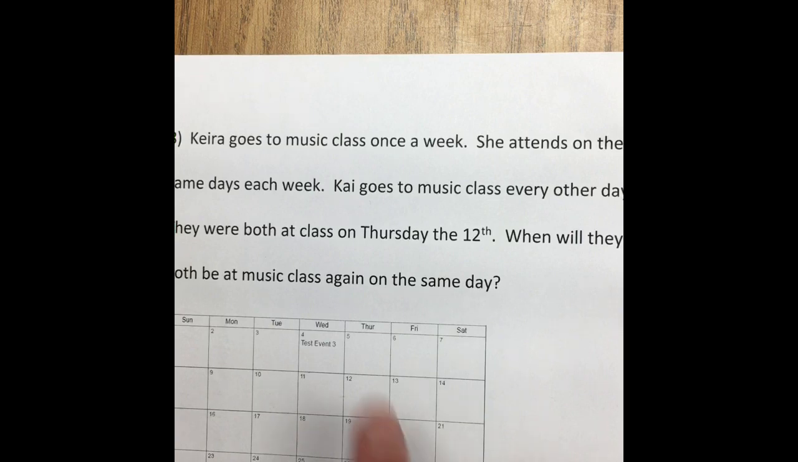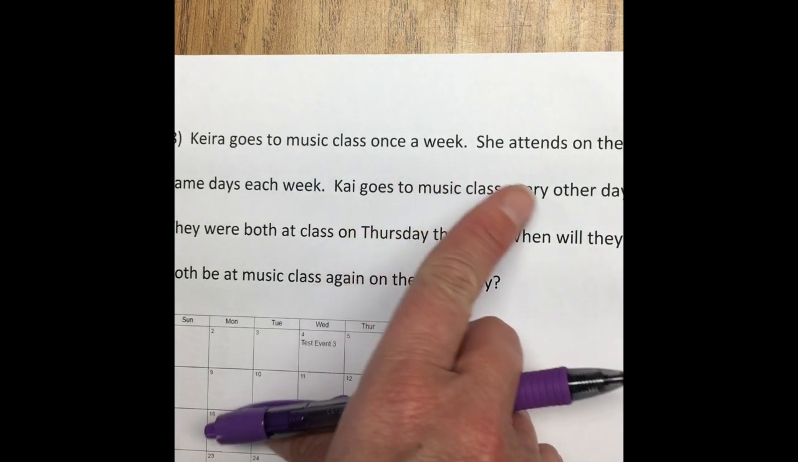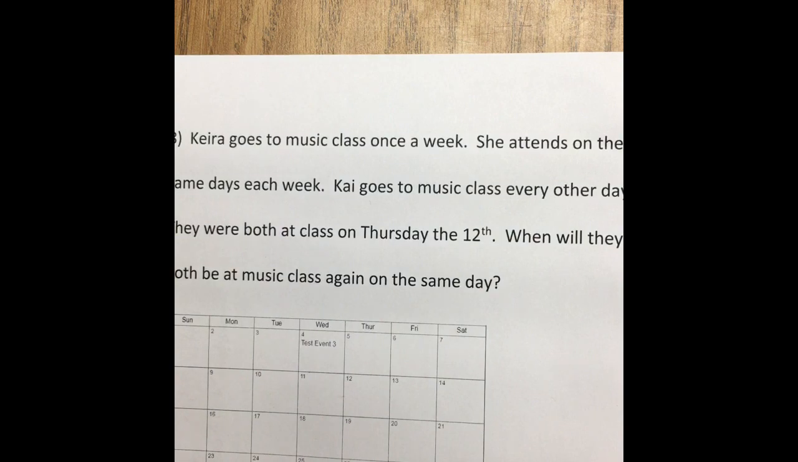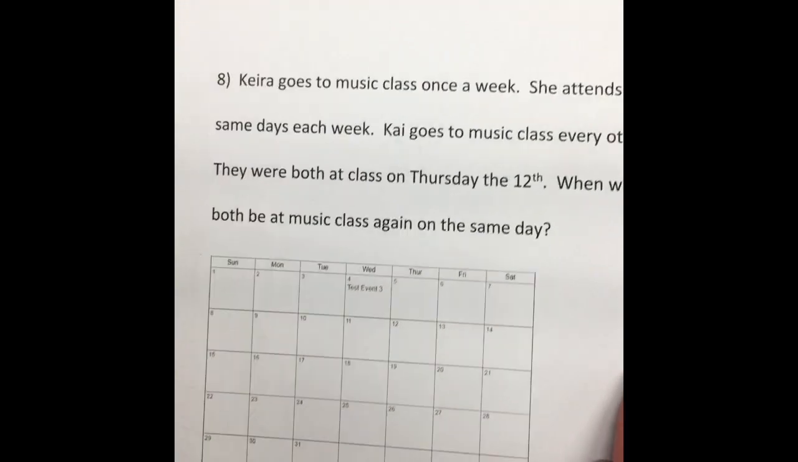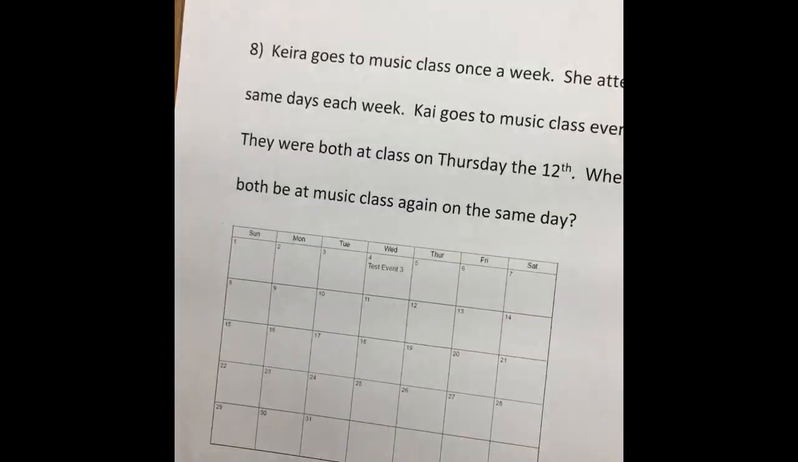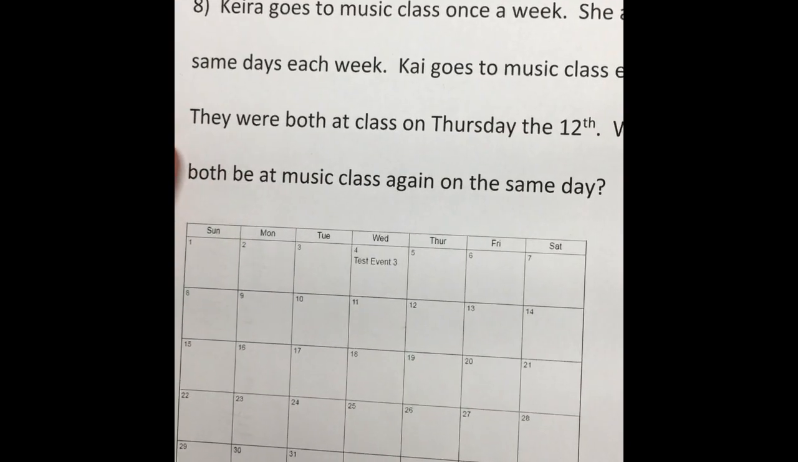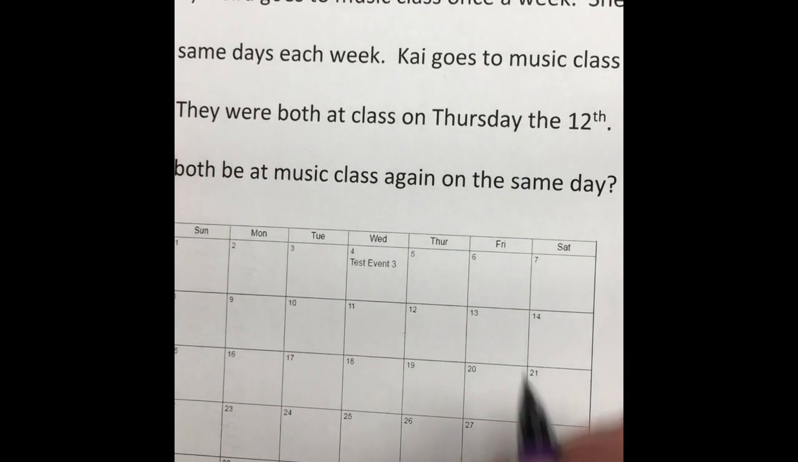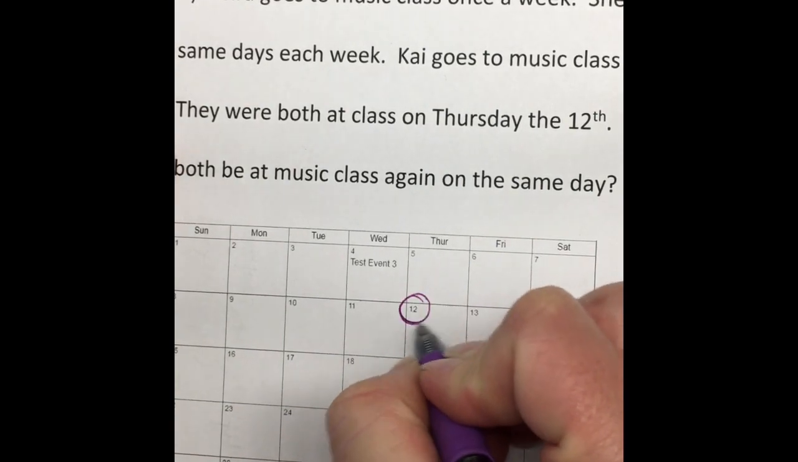It says, Kira goes to music class once a week. She attends on the same day each week. Kai goes to music class every other day, and they both were at music class on the 12th. When will they be at the music class again on the same day? So I made a copy of a little calendar here, if you can see that. And we know that they were both there on the 12th.